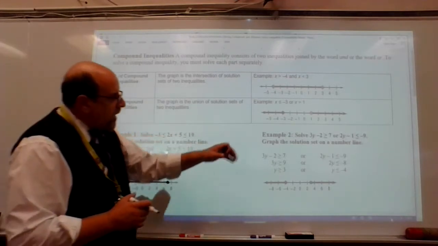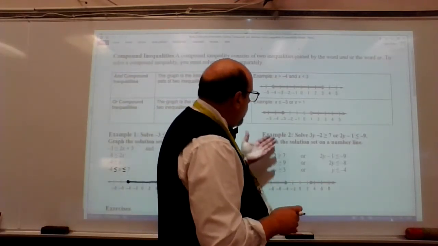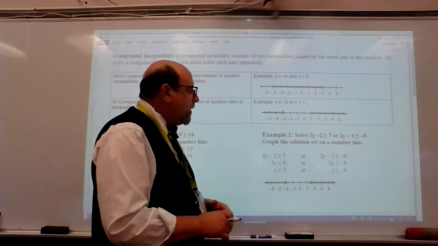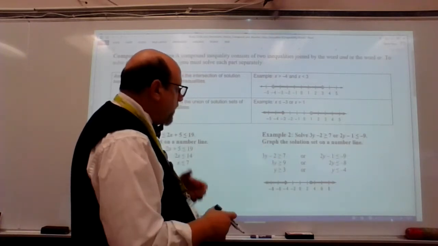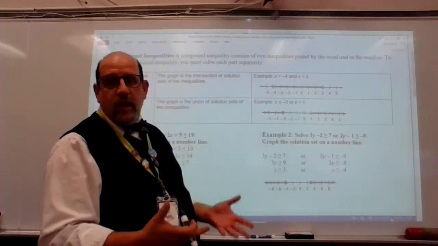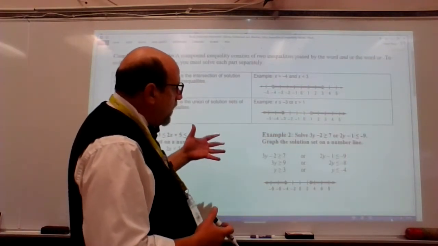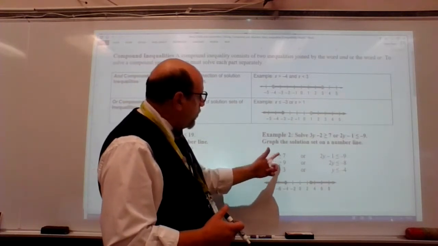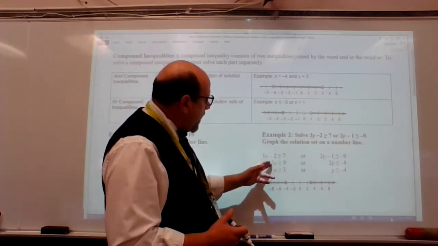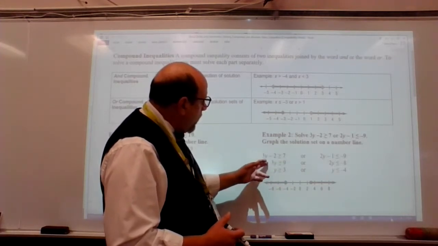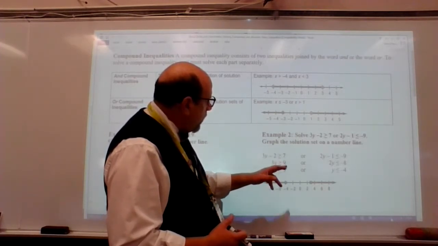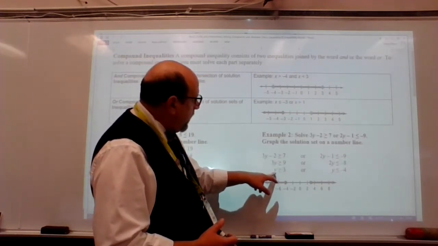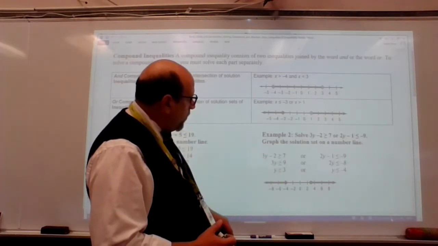And then let's see how they did your or inequality. It's two different inequalities, and then you solve both of them and you graph both of them, and the operations may or may not be the same, but here it looks like simple two-step inequalities. 3y minus 2 is greater than or equal to 7. They've added 2 to both sides, so 3y is greater than or equal to 9. And then they've divided both sides by 3, and y is greater than or equal to 3.